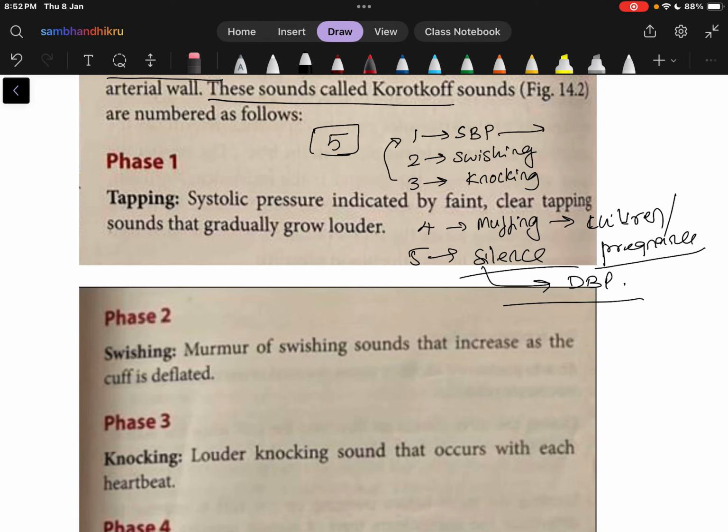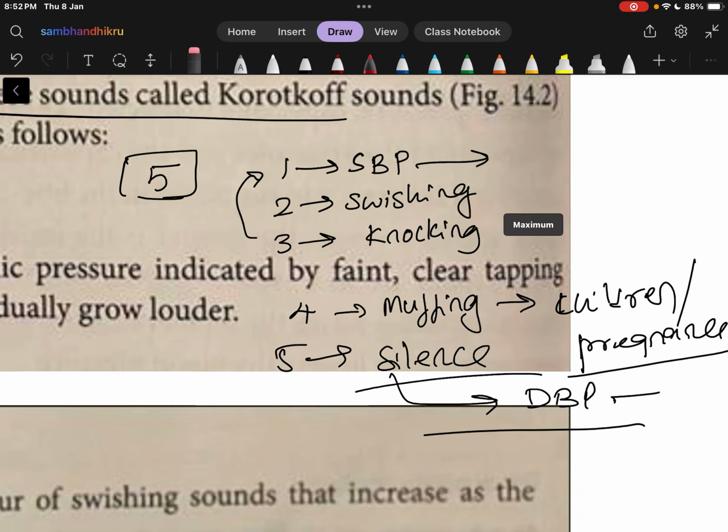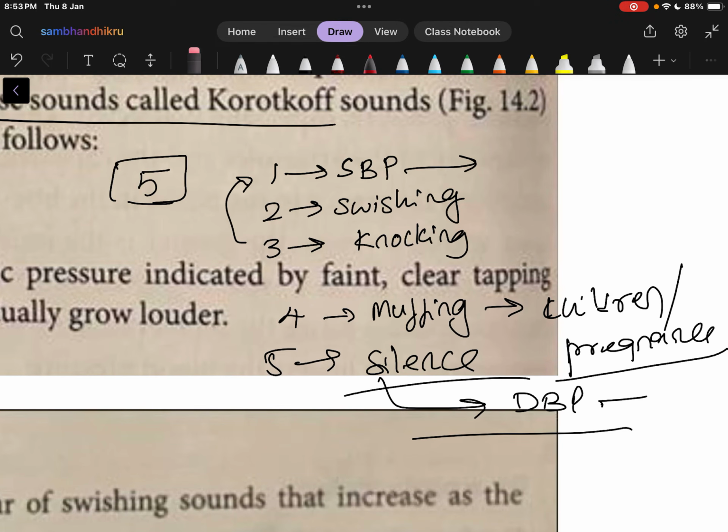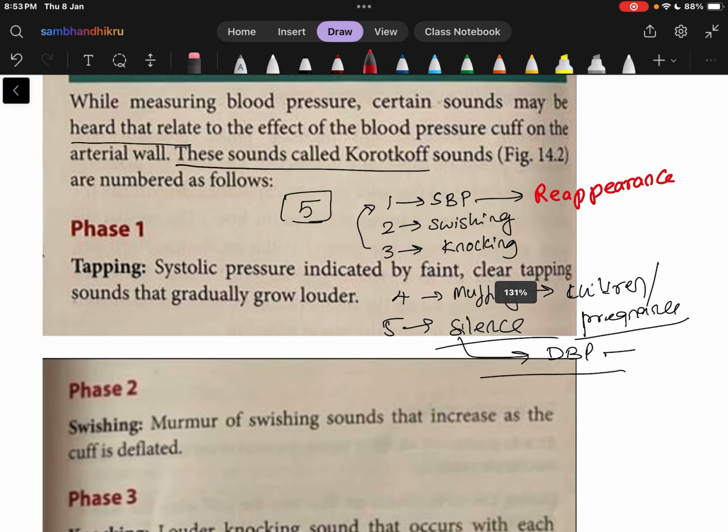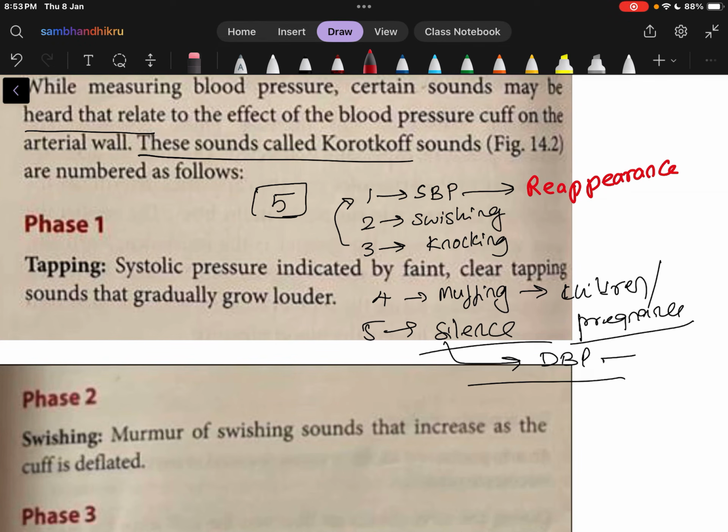So there is an appearance of the sound. Okay, you should not say appearance, sorry. Very importantly, keep in mind, for systolic blood pressure we need to say the reappearance of the sound. What should we say? Reappearance of the sound. Clear? Systolic pressure is indicated by a faint, clear tapping sound that gradually grows louder. Okay.